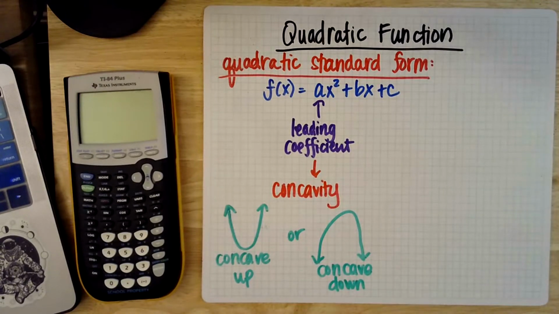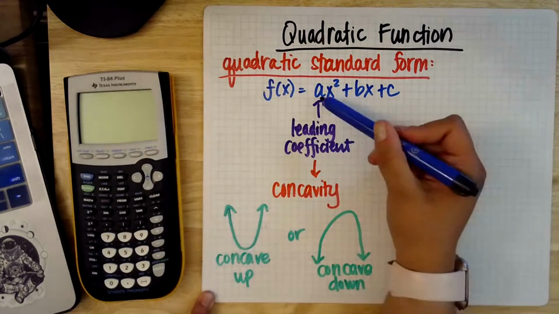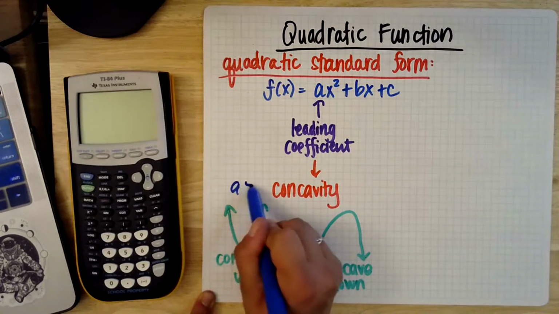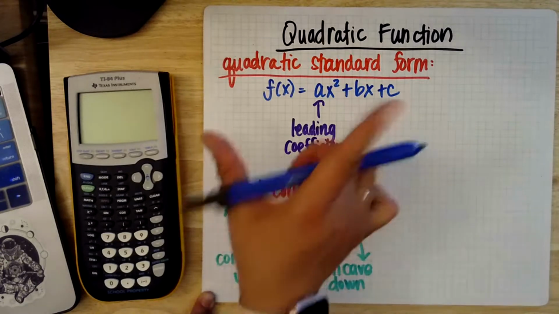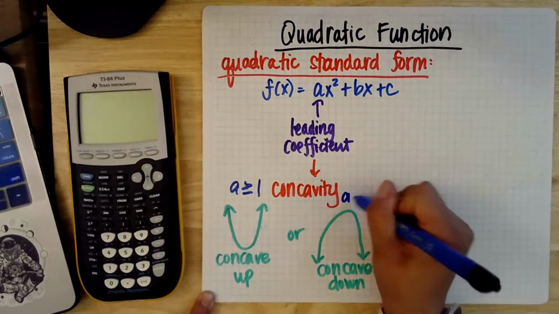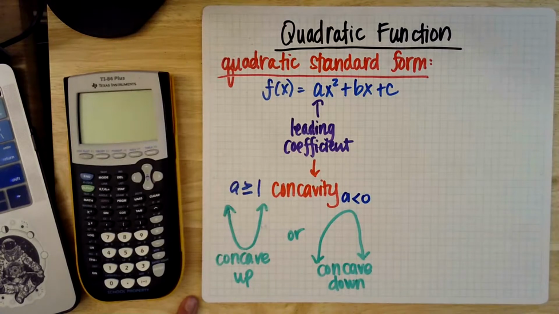So let's talk about this. If A is greater than or equal to 1, then my parabola will go up, concave up, which means it'll open up. If A is less than 0, or negative, then my parabola will open downwards. So that value is really important.